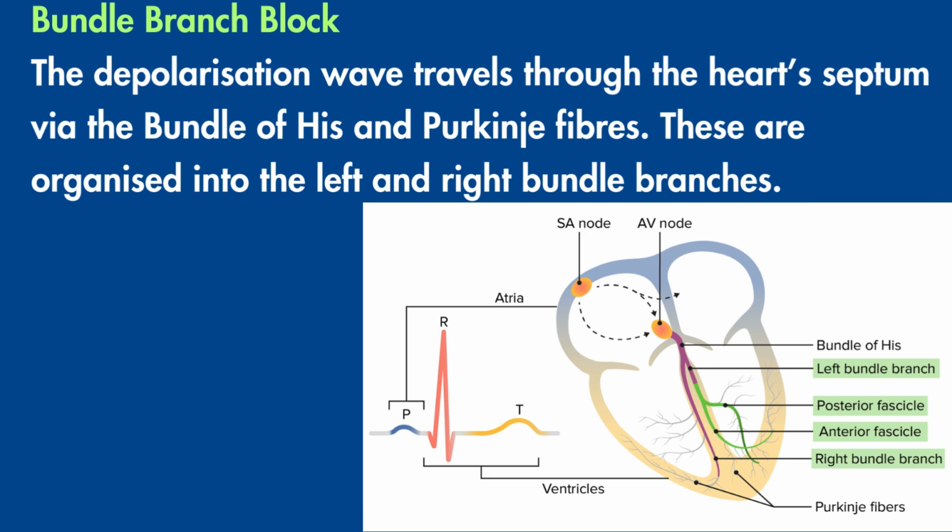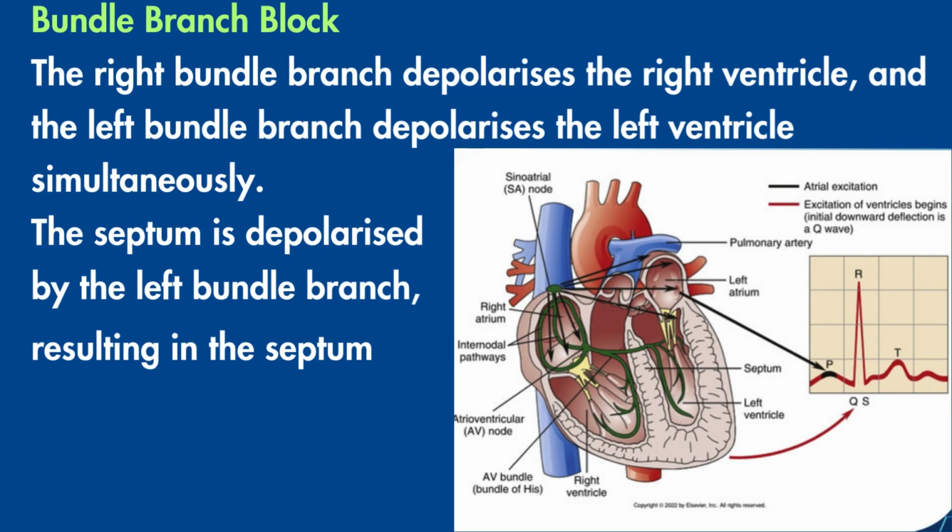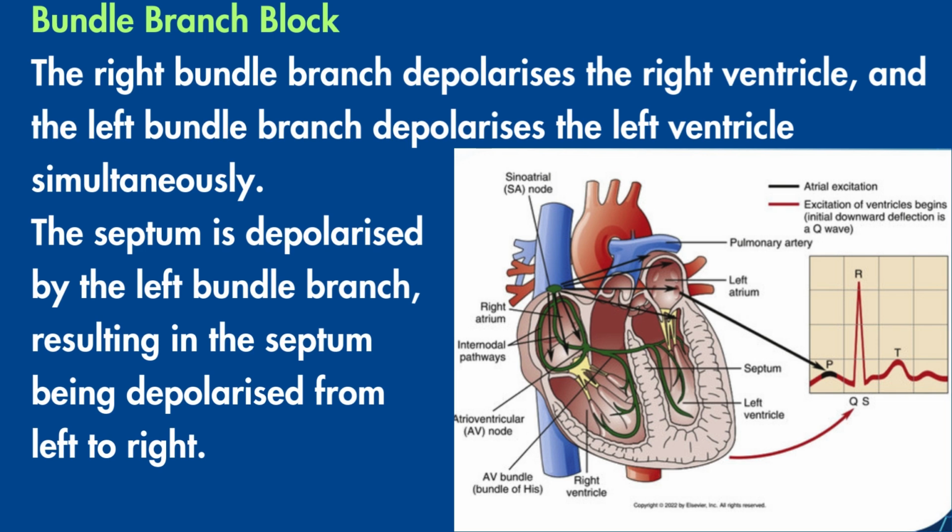These are organized into the left and right bundle branches. The right bundle branch depolarizes the right ventricle and the left bundle branch depolarizes the left ventricle simultaneously. The septum is depolarized by the left bundle branch, resulting in the septum being depolarized from left to right.